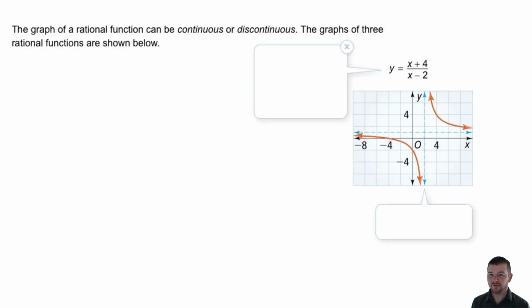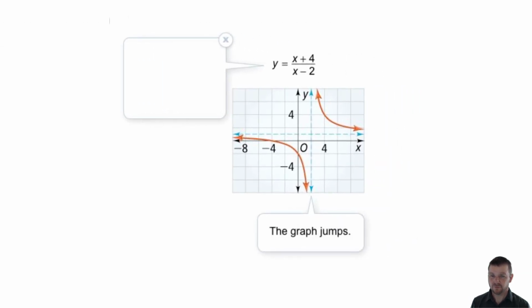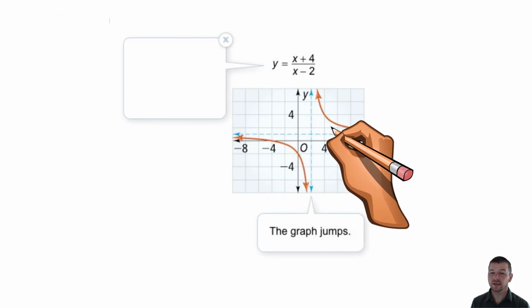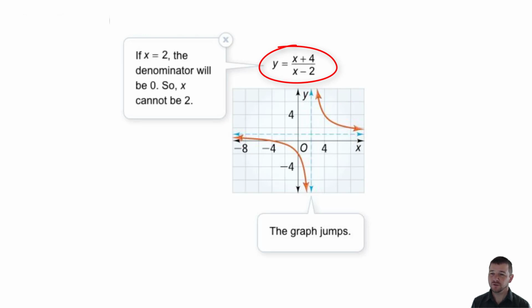And our second discontinuous graph example, in this case the graph jumps. If you were drawing this graph with pencil and paper, you'd have to lift the pencil in order to draw the 2 parts of the graph. Considering the function, y equals x plus 4 over x minus 2. If x equals 2, the denominator will be 0, so x cannot be 2. And notice graphically, our graph is not defined at x equals 2.